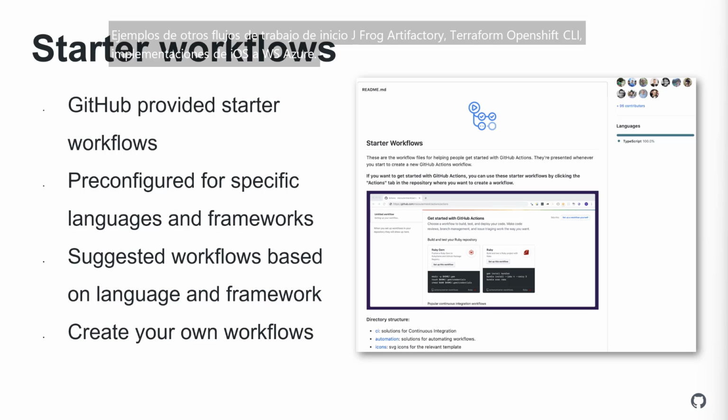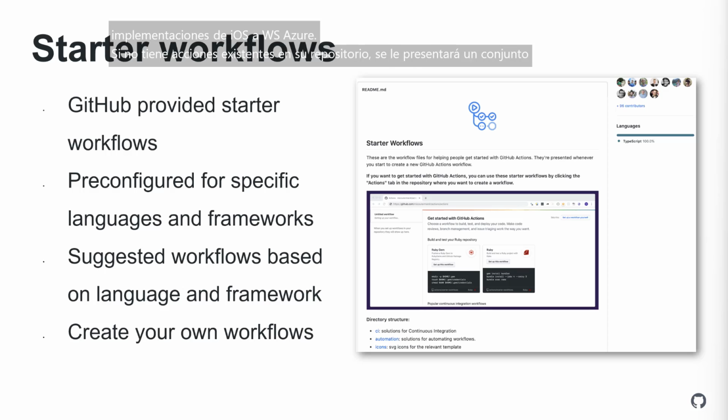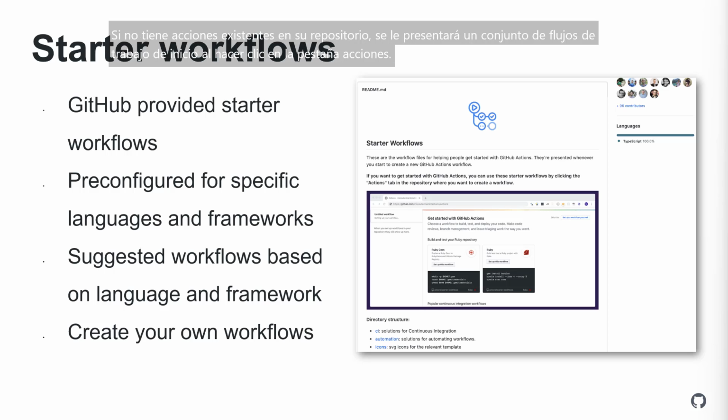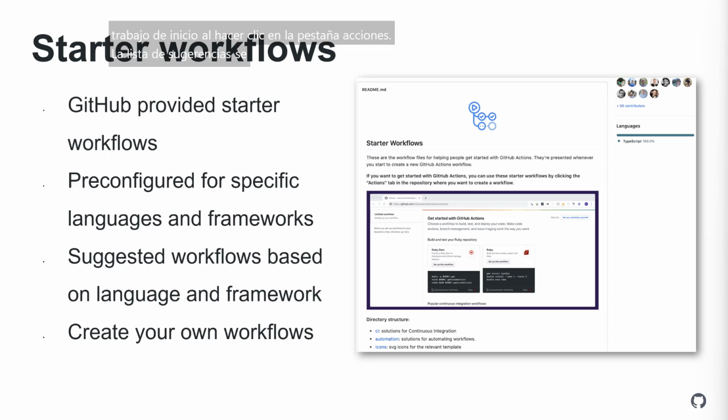If you do not have existing actions in your repo, then you will be presented with a set of starter workflows when clicking the Actions tab. The list of suggestions is based on the code analysis of your repo. For Enterprise Server 2.22 and above, a number of actions come pre-packaged together with the release.